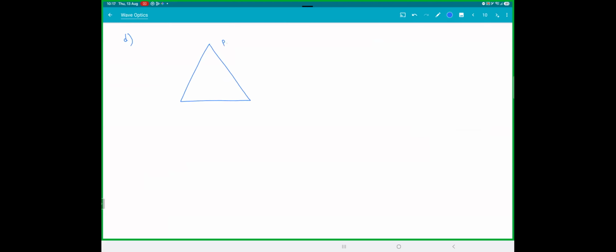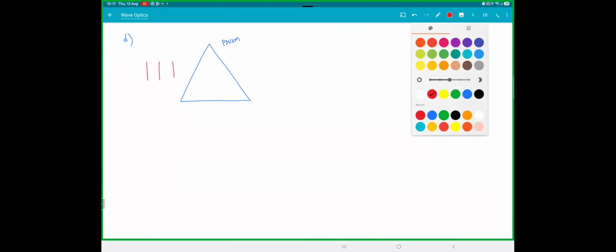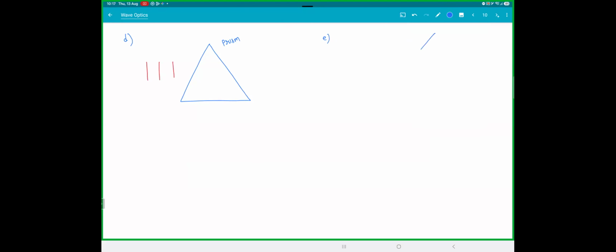So let's say we have a prism. If I send these, what will come out? Let's say this is mu1 and this is mu2. Medium is different on both the sides. Mu1 is greater than mu2. Now, if I send wavefronts here, then what will come from the other side?